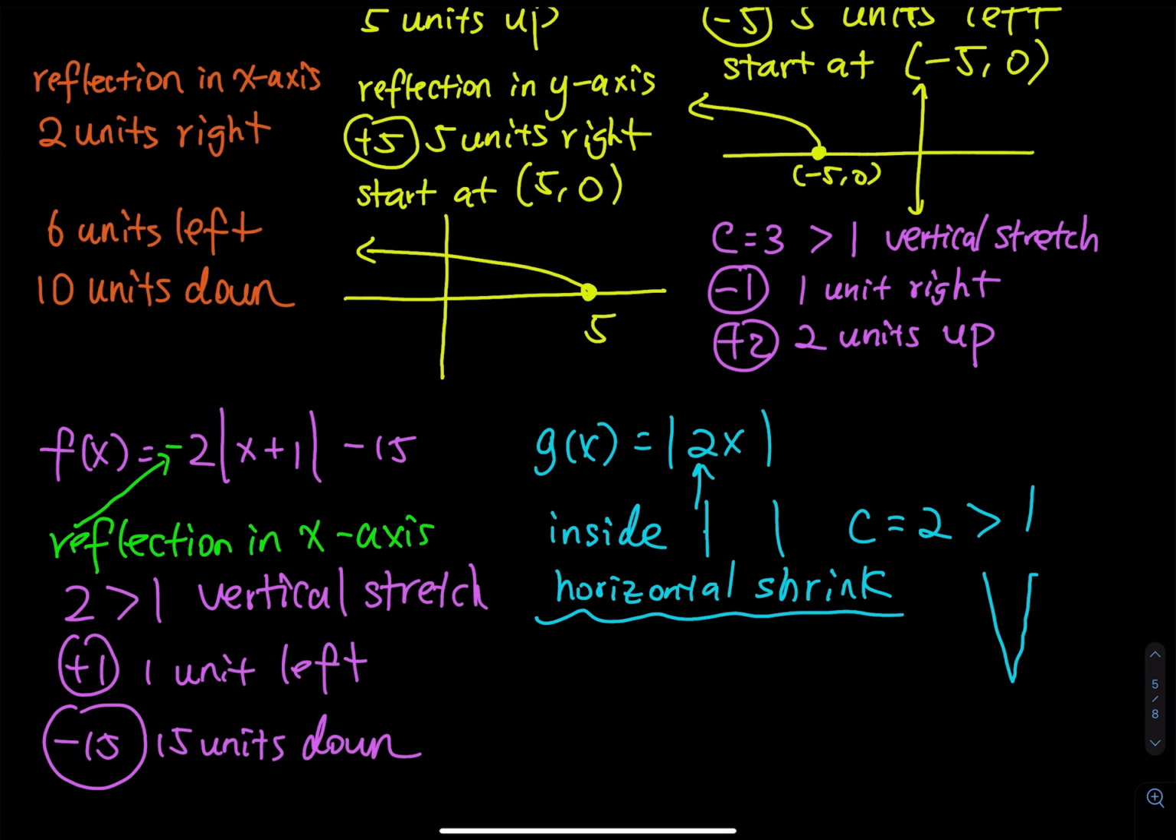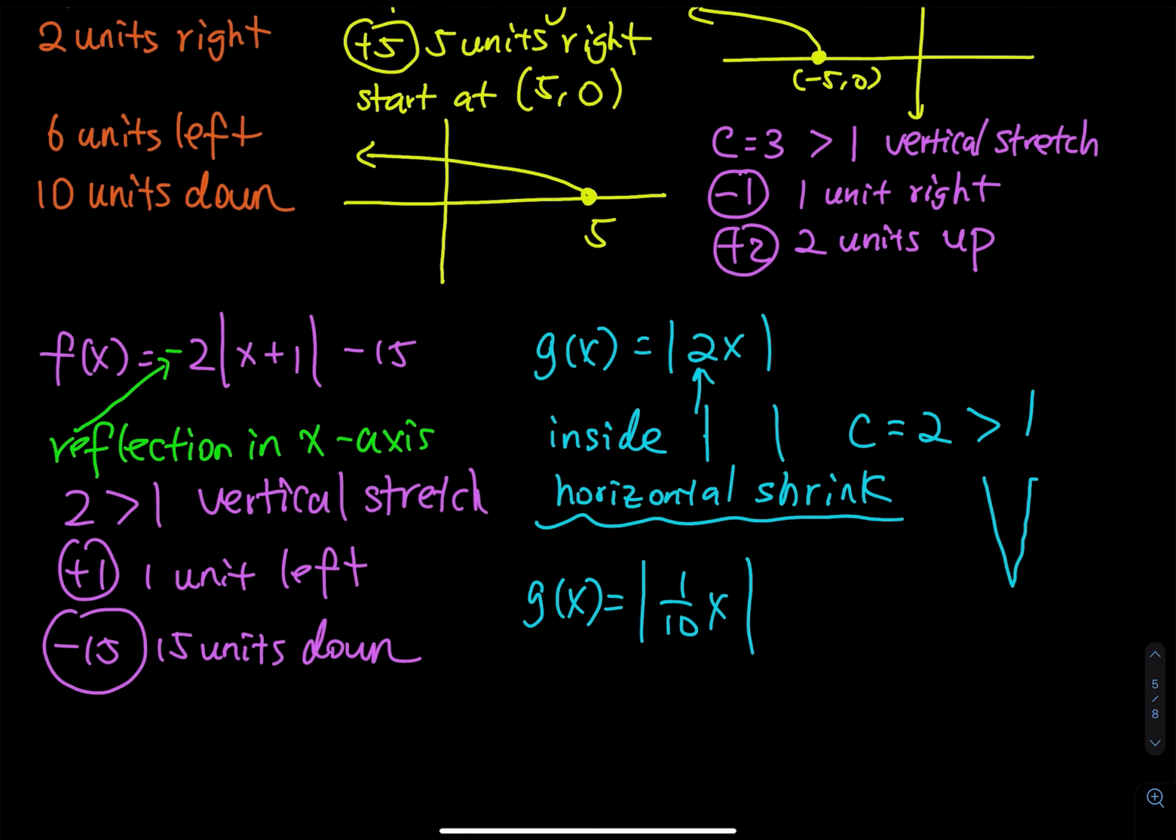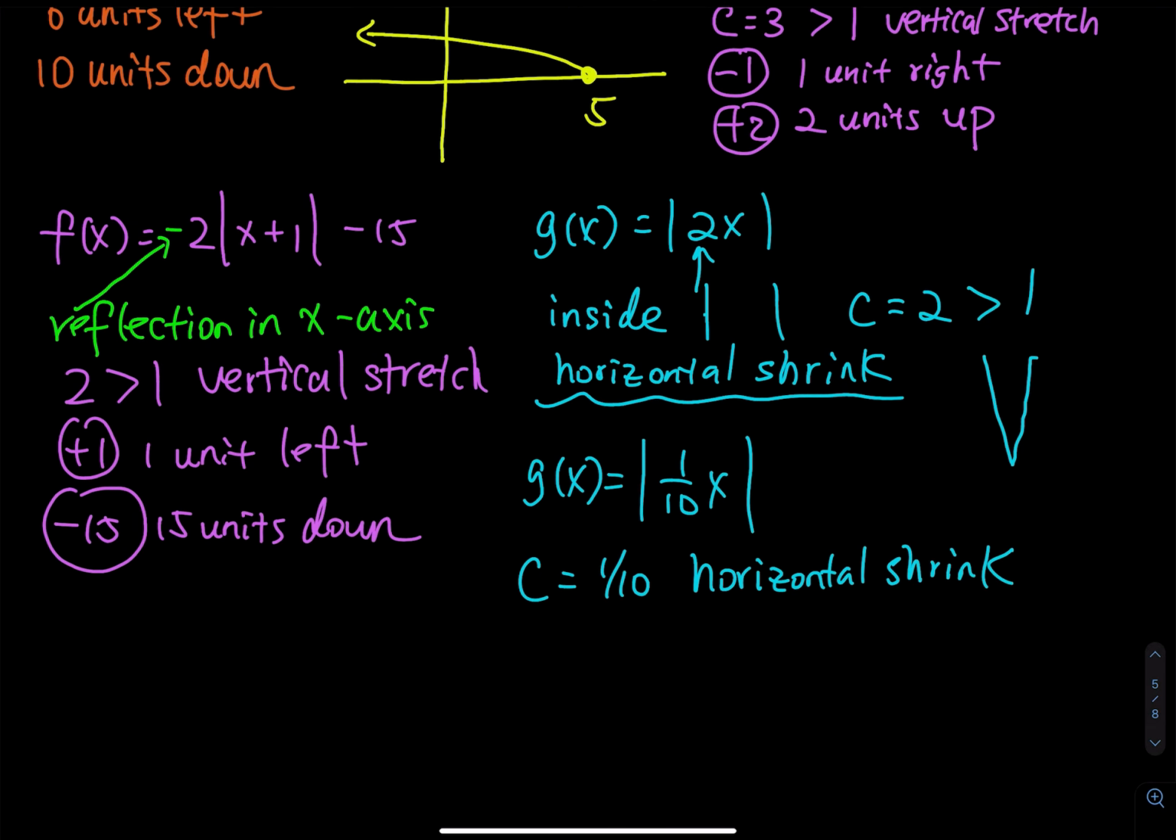The last one is g of x. So you change the 2 to a what? To a 1/10, right? So 1/10 x. Look, this c equals 1/10 is inside the absolute value. So that creates a horizontal shrink. What does that mean? Compare the slope 1/10. The slope must look like this, compared to the very steep V.